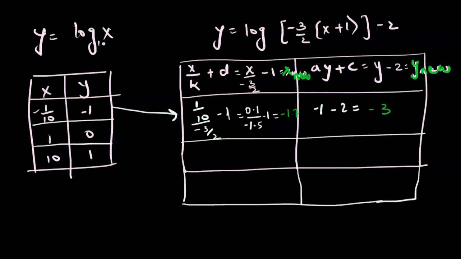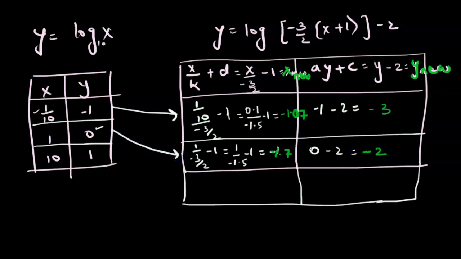Next, we would be working on the next x value, that is 1, divided by k, which is negative 3 over 2, minus 1. So this gives us 1 divided by negative 1.5, minus 1, and that would be equal to negative 1.67. Next is the y value. The parent y value is 0. So we would do 0 minus 2, that is equal to a negative 2. So this parent point turned into this transformed point.